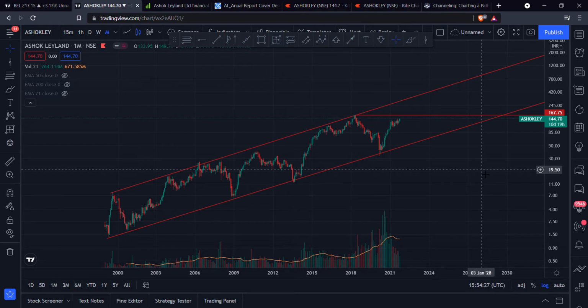And today we're going to talk about a stock which can easily double from the current price. Before going into the whole fundamental and technical analysis, we're going to combine the fundamentals and the technicals.